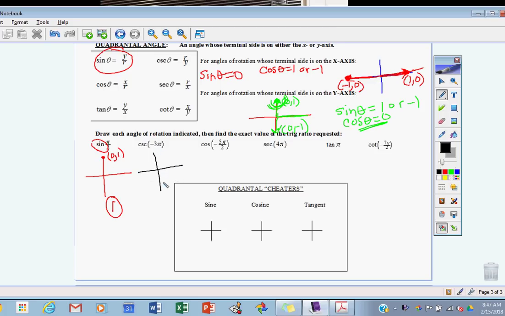-3 pi, well, that just means go this way. So 1 pi, 2 pi, 3 pi. All right, I'm ending up right here. What's the ordered pair? -1, 0. Okay, so if the ordered pair is -1, 0, I'm supposed to, oh no!